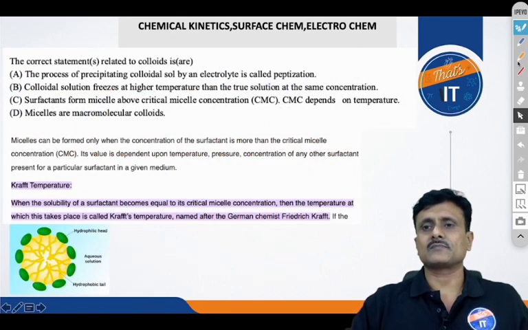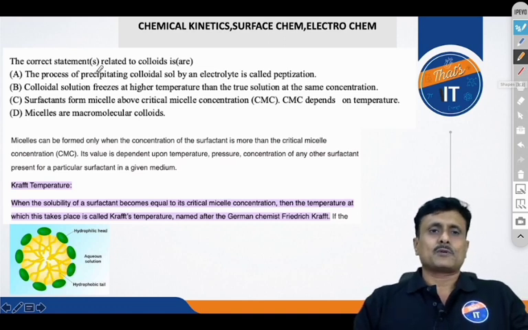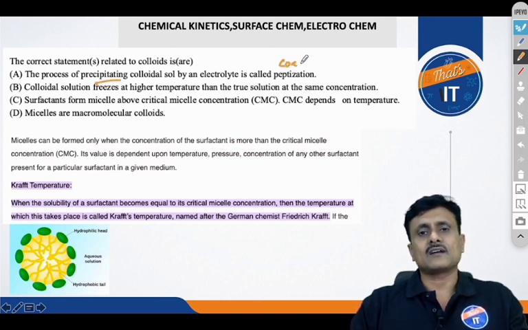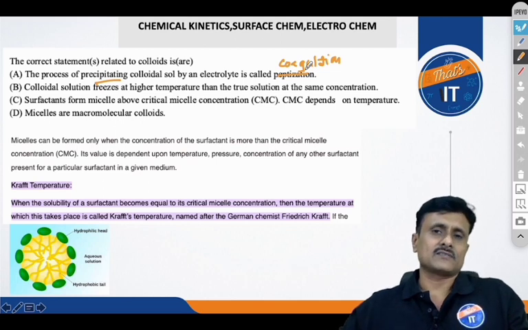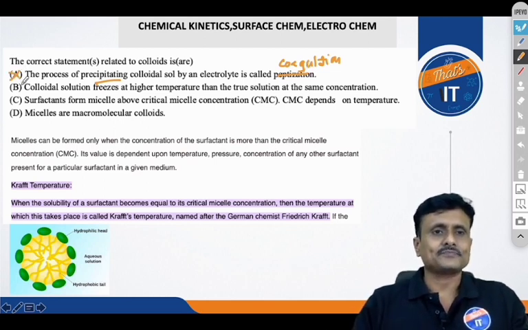Another question from surface chemistry, again a theoretical question. The process of precipitating a colloidal sol by an electrolyte is called peptidization. Precipitation and coagulation are the similar terms in surface chemistry. So it is not peptidization, isn't it? We have studied in the boards, right? It is called coagulation. So option A is wrong.